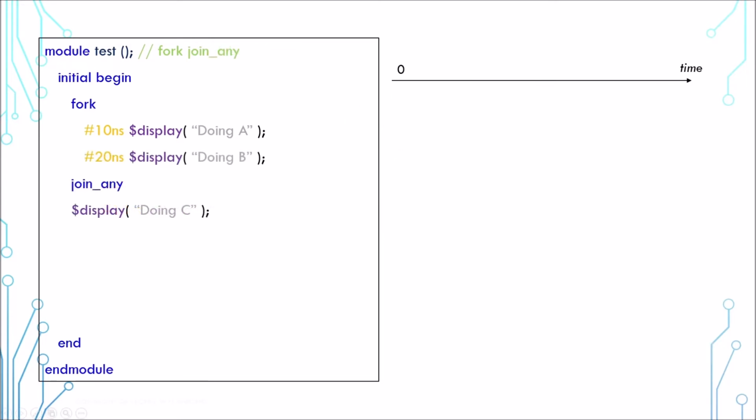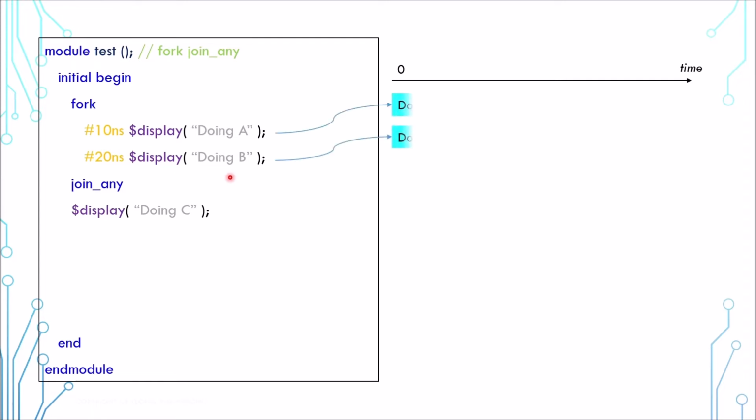Apart from fork join, there are two other similar constructs. The example here is a fork join any construct. The code is the same as the first example except that it uses join any. Join waits for all threads to finish. Join any waits for any one of the threads to finish.